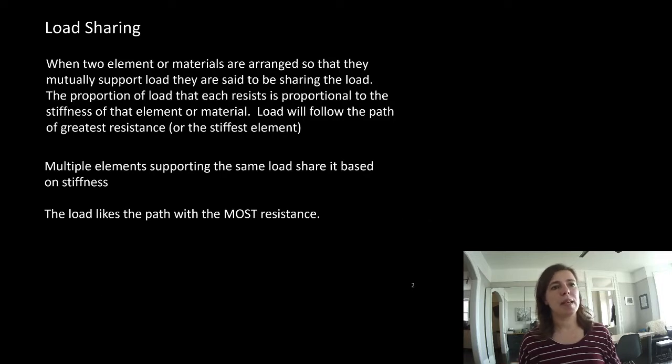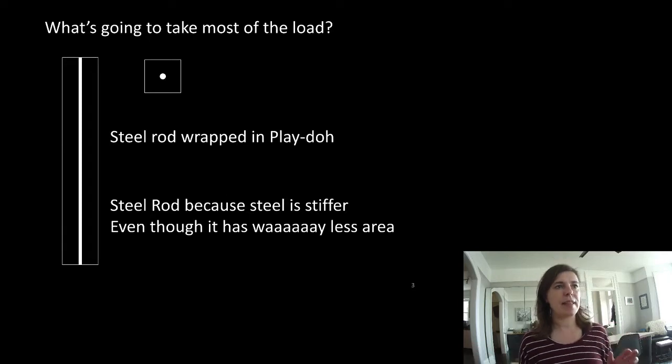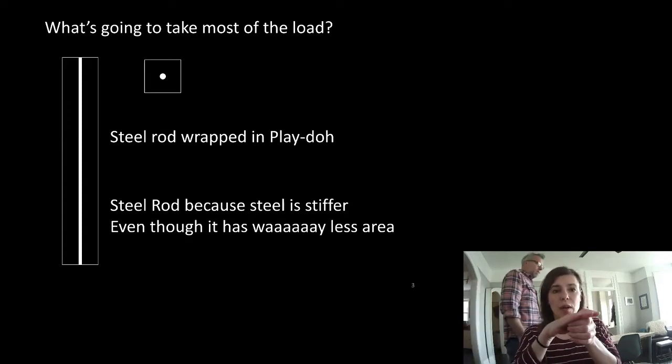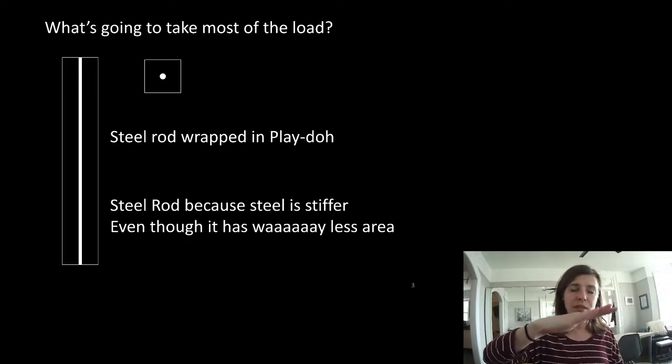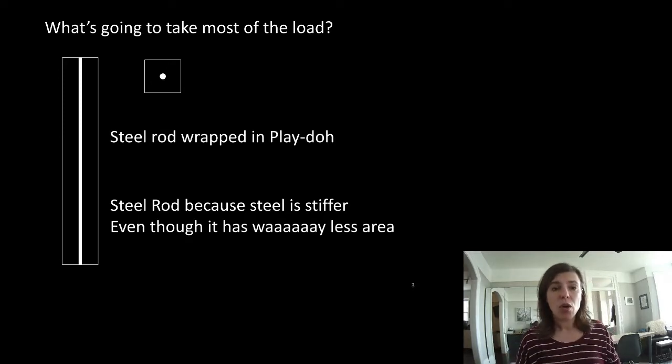Multiple elements supporting the same load share it based on stiffness. Load likes the path of the most resistance. I've already said that. Now, if you take a steel rod and wrap it in Play-Doh, which part of that is going to take more load? Now, we're not saying all of it's going to the steel, because we're saying your hand or whatever is sitting on that combination of things, the load is being spread out evenly over that. Which part do you think is going to take more of the load? The steel or the Play-Doh?